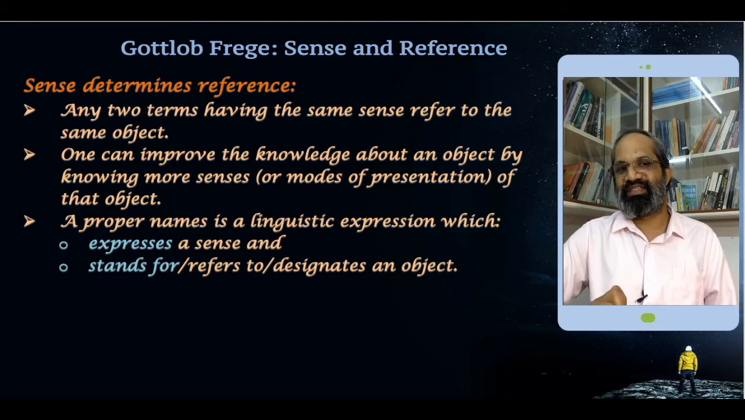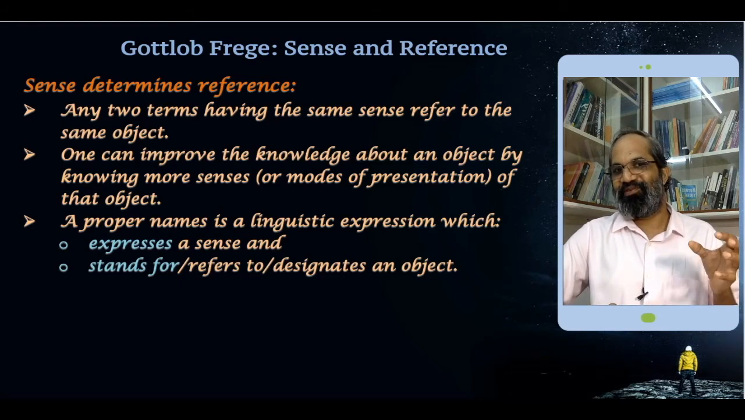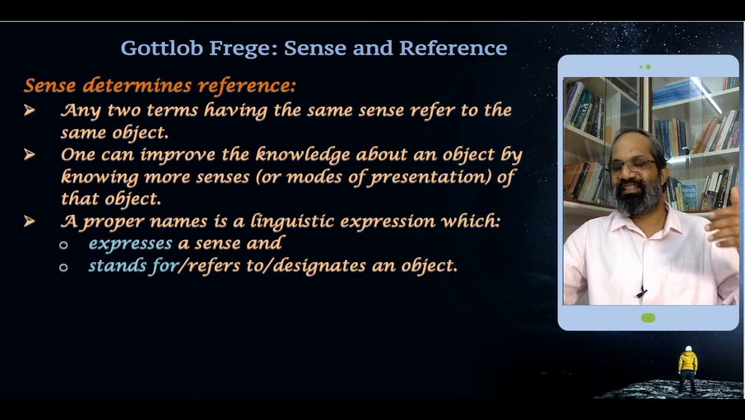These are the two functions that a sign does. When we ask how a sign is related to an object, it's related to an object through two functions. One is that it expresses a sense, and the other is that it stands for, or designates, or refers to an object.